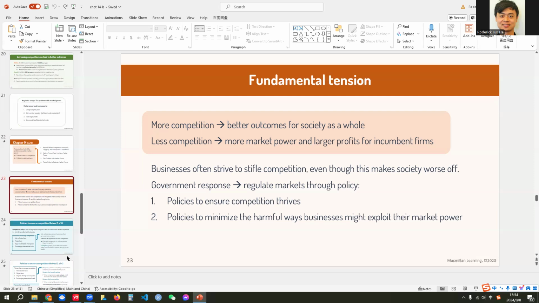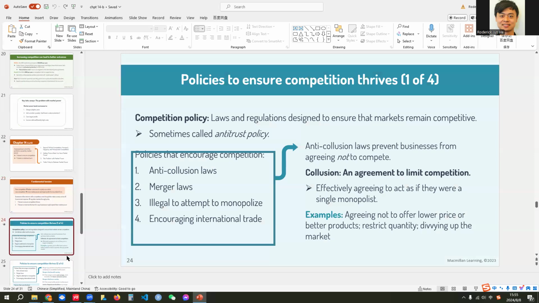The first one is to ensure that competition can thrive, to encourage competition. And the second one is to minimize the ways business might exploit their market power. So there are several measures that they take. For instance, we have those policies that encourage competition: anti-collusion laws, merger laws, making it illegal to attempt to monopolize, and encouraging international trade.